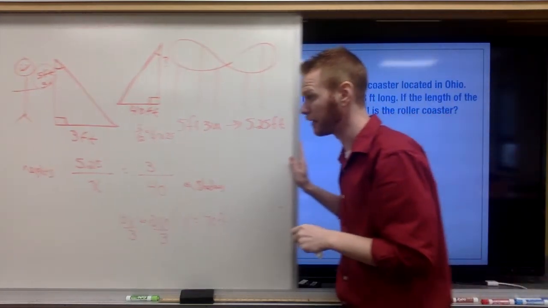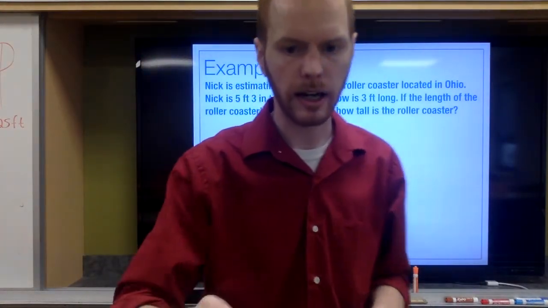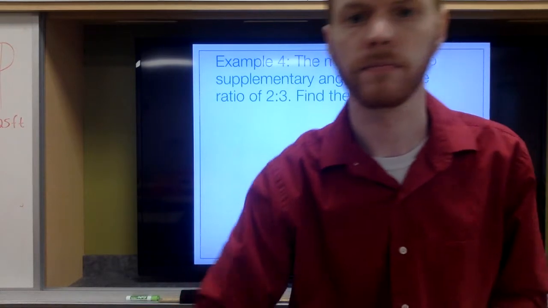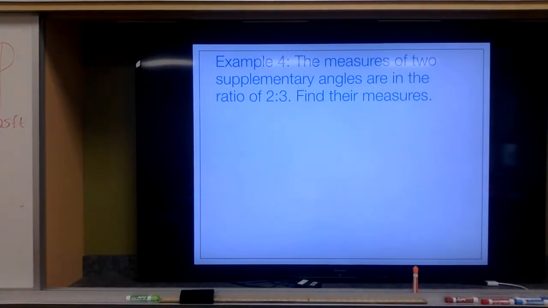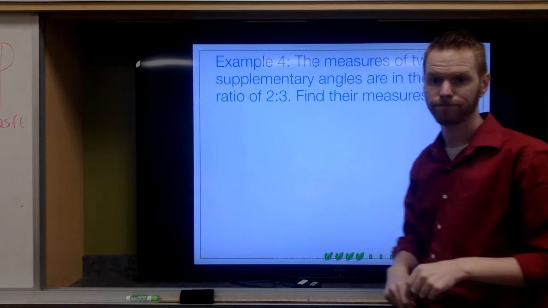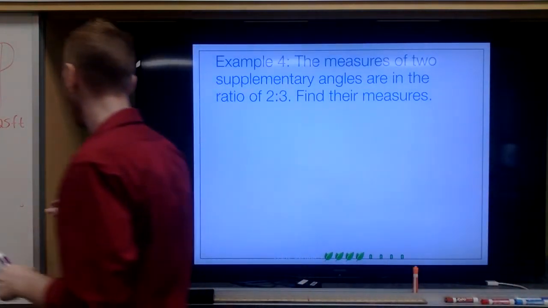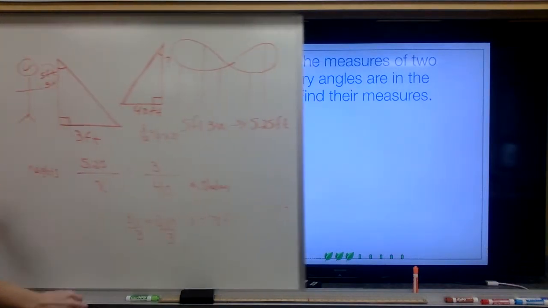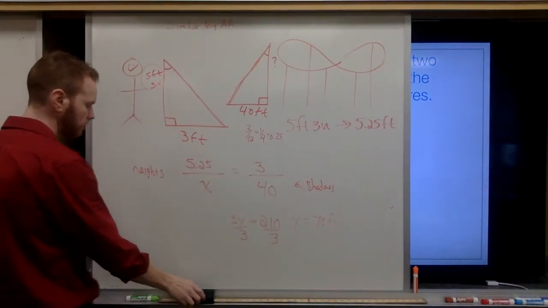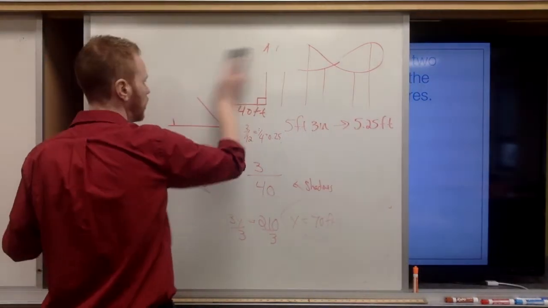All right. Now, let's do something a little bit different. Let's talk about this guy. Okay. So like I said, I am jumping around with my examples. So we have here the measure of two supplementary angles are in the ratio of 2 to 3. Find their measurements. Okay. Let's go ahead and do that. And let's draw a picture.